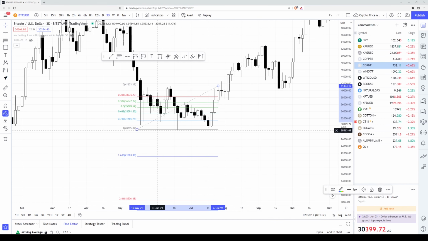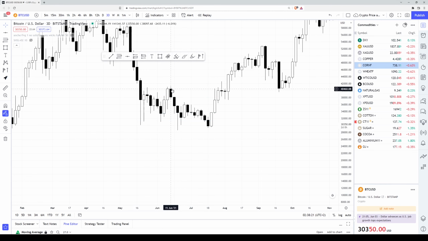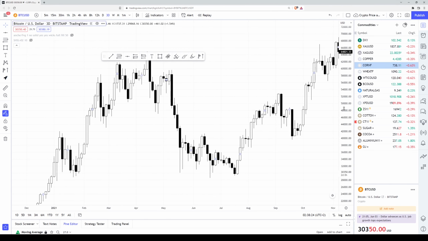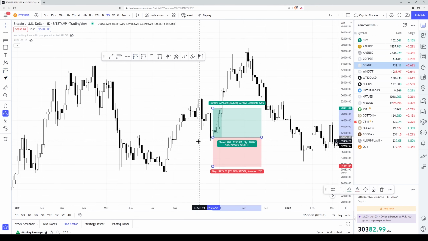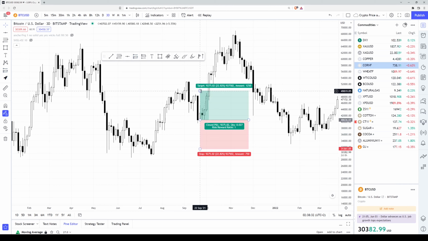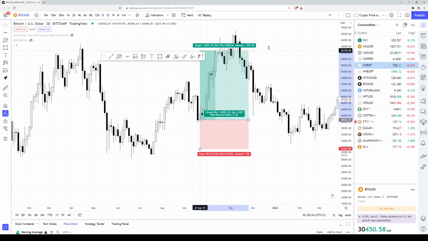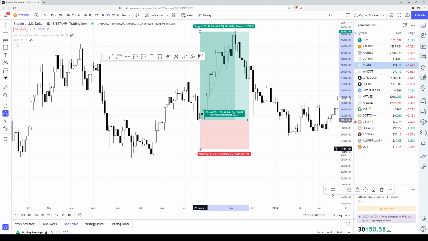Next we can look at another tool that is used in particular for visualizing the risk reward for a specific trade. So let's assume you would like to enter a long position around this level. That way you can visualize where your target and your stop is, and you can see the risk to reward for that particular trade.